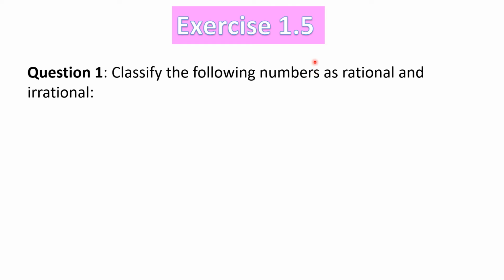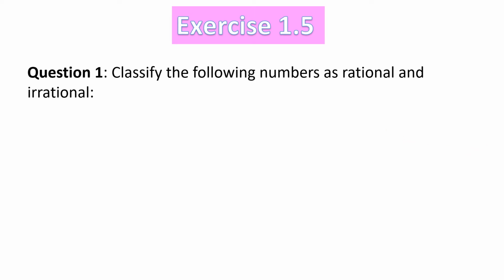So winding up this, we'll be starting with exercise 1.5. This is our last exercise, and after this exercise we'll have only a little bit of portion remaining in this chapter. So let's read the first question. First question is, classify the following numbers as rational and irrational.